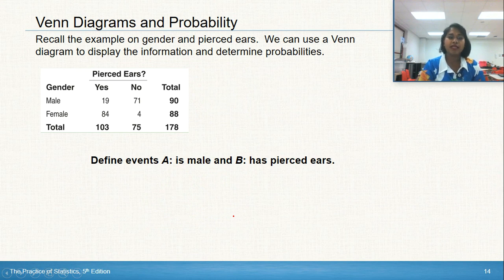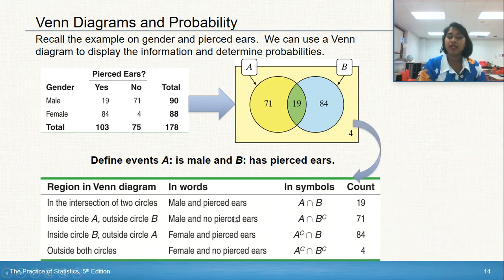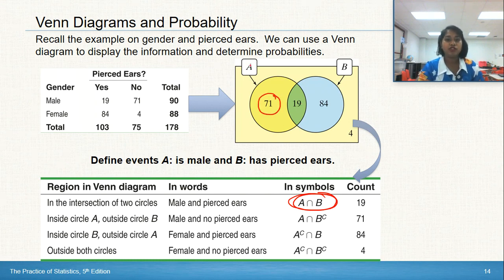And I think this is our last slide, but let's wrap up Venn diagrams and probability. This is that pierced ears concept again. Here is my Venn diagram, and let's read through each of these numbers in terms of our U for union and N for intersection. The green would be our intersection of A and B. That makes sense, right? It's where both must occur. But what if I just want the number 71? Would I just say that's A? Not quite. It's going to be A intersecting B's complement, so outside circle B.